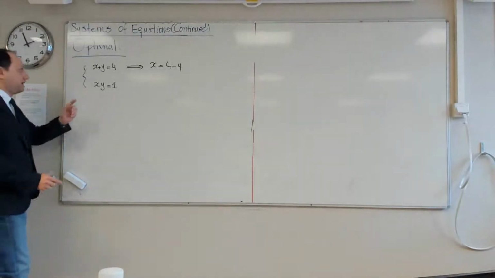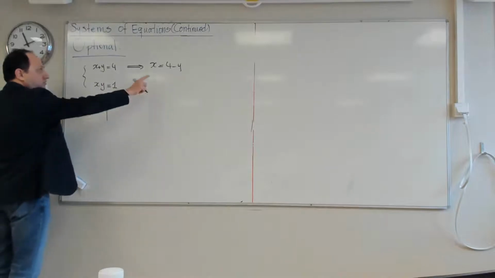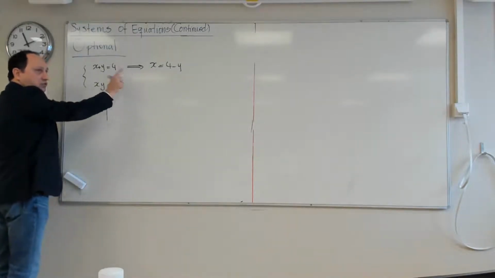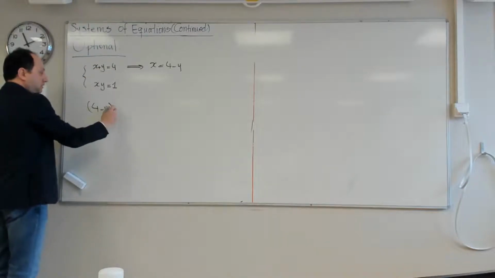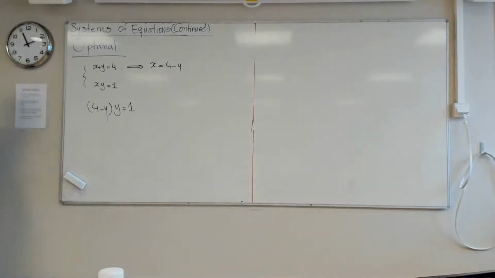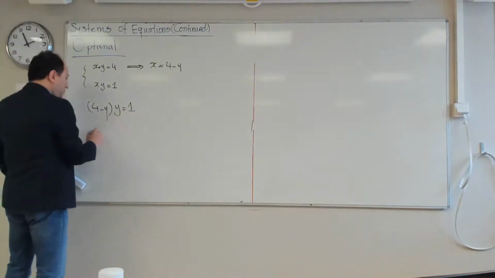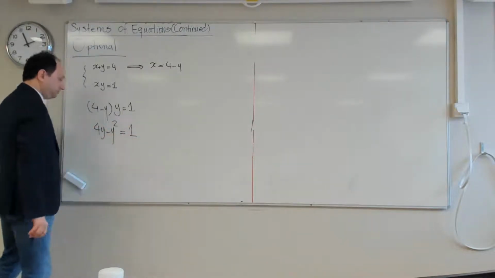So I would write x as this number. He decided to eliminate x, but you could decide to eliminate y. That's up to you. And multiplied by y equals 1. Then everyone should be able to solve this very easily. Okay? So I multiply this 4, so it becomes 4y minus y squared is equal to 1.